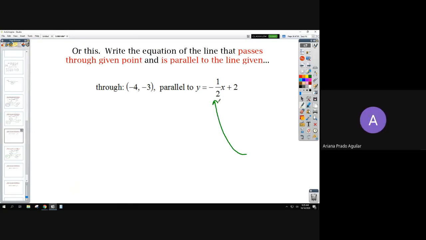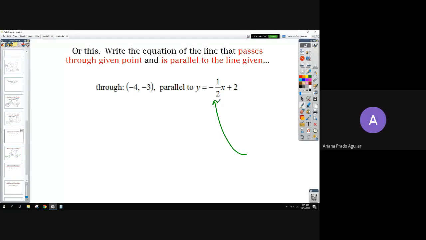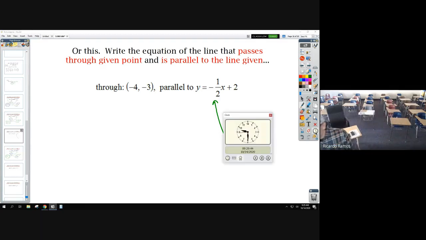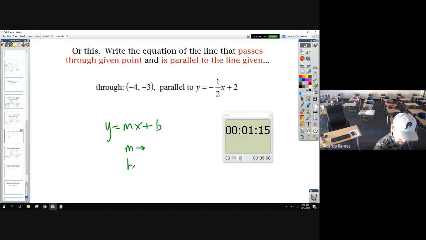Ariana, you all right? Working through. Hold up. All right, here. Let me throw the timer at you guys, and then have you guys do this. I'm just pointing out the fraction there, all right? But again, when you take half of something, you just divide it by 2, right? Mx plus b, find the slope, find the y-intercept, okay?